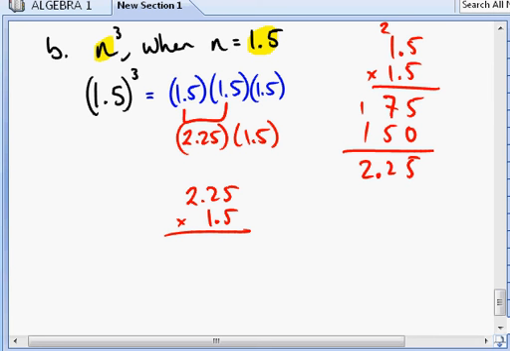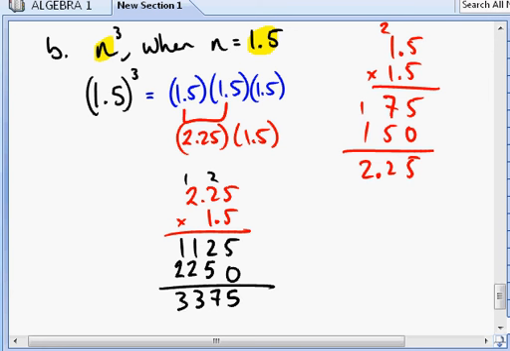So 5 times 5 is 25, and so on. 3375, where's the decimal go? Between the two threes, good. See, it was here, go 1, 2, 3 decimal spots. Okay?